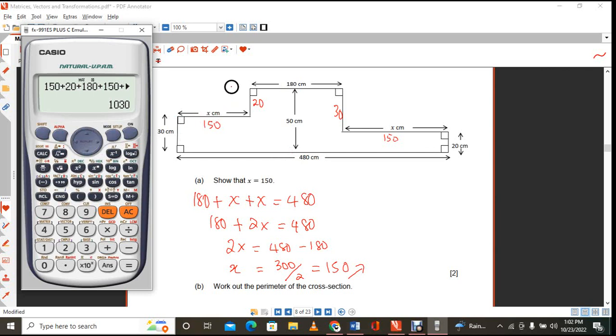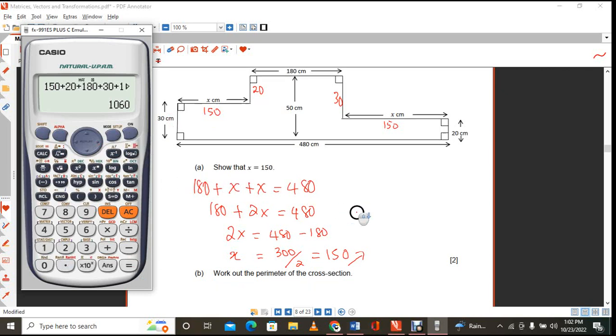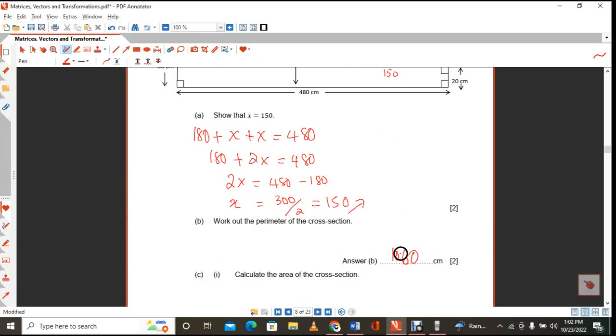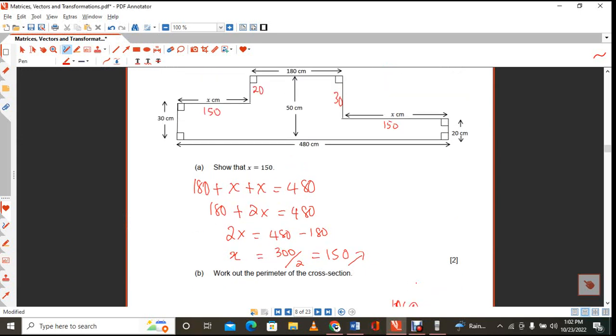So 150 plus 20 plus 180. Aha, I didn't add this 30 here. Okay, so you can see when I had that 180 there, let's say plus 30 plus 150. Okay, plus 150 plus 20, that's 20 here, and plus 480. Okay, and plus that 30 that goes up there. Okay, if I hit enter, it's 1060. So the perimeter is 1060.